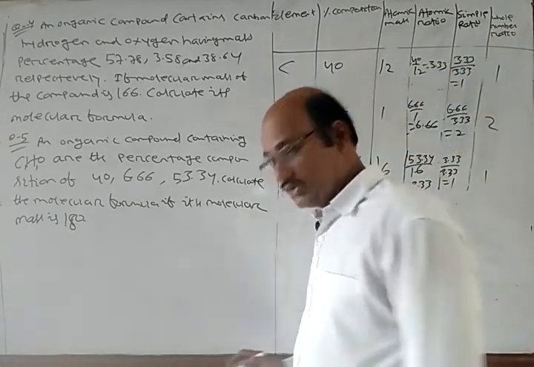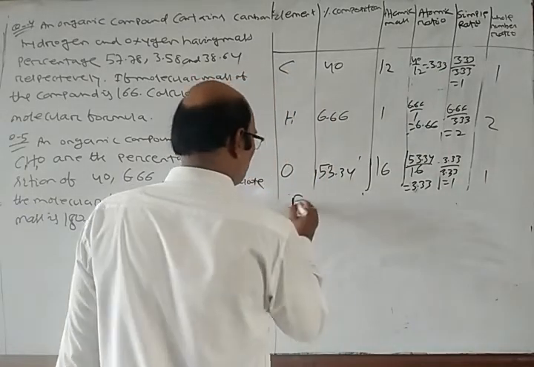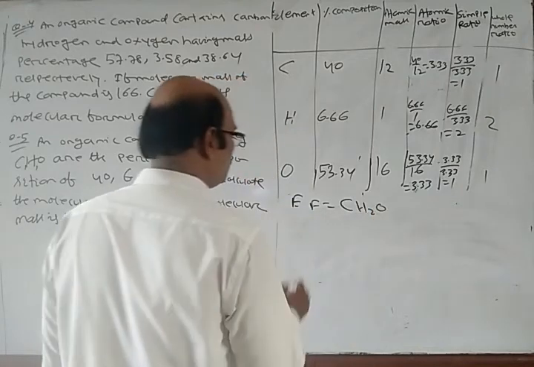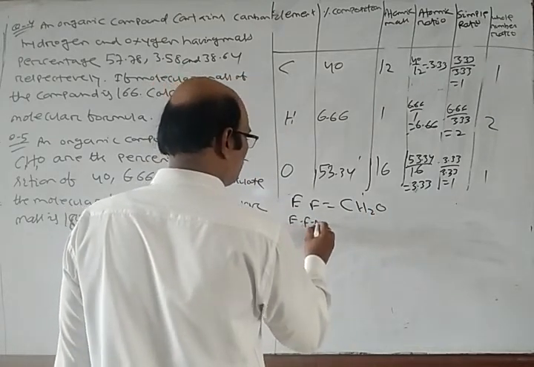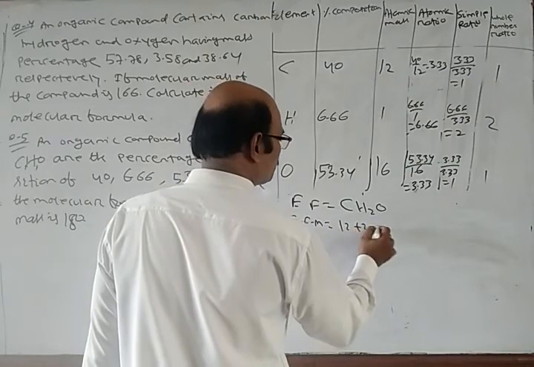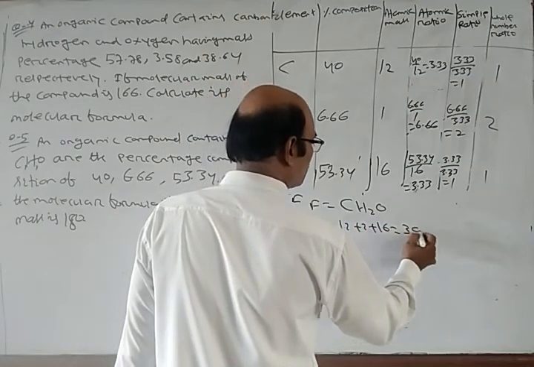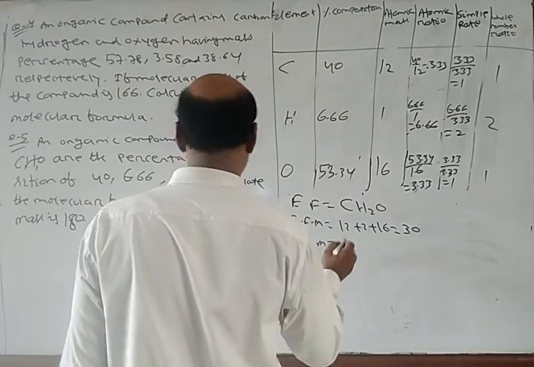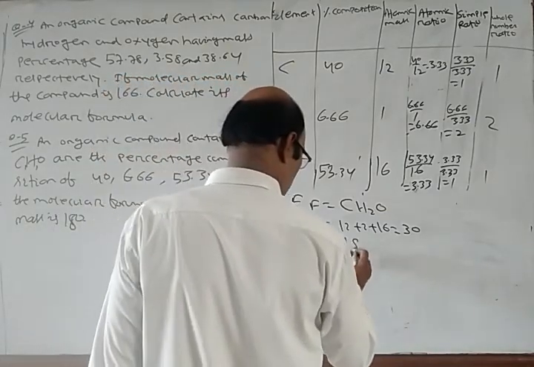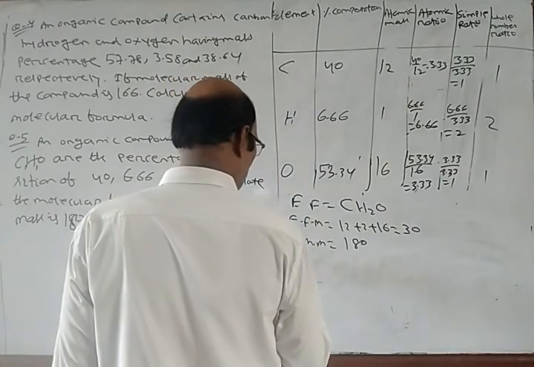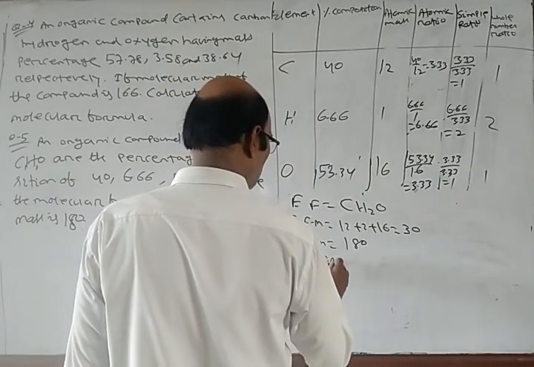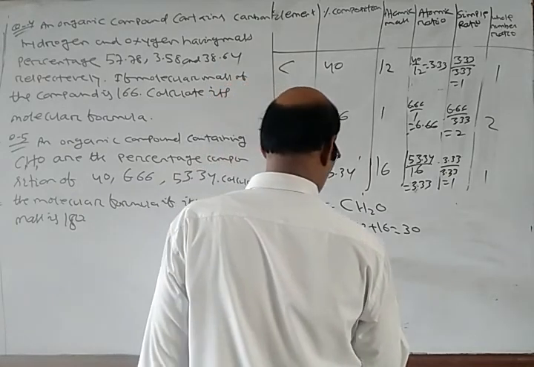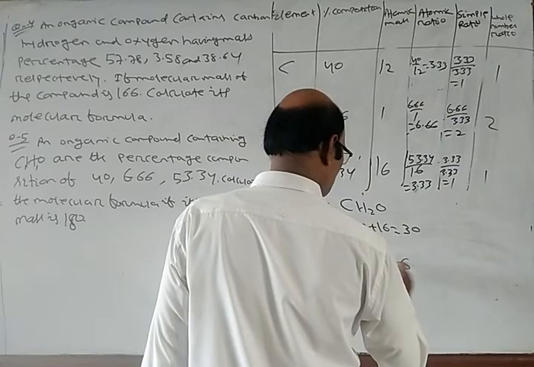So the empirical formula is CH2O. Now empirical formula mass equals 12 plus 2 plus 16, equals 30. Now the molecular formula mass given here is 180. Now n equals molecular formula mass divided by empirical formula mass, equals 180 by 30, equals 6.